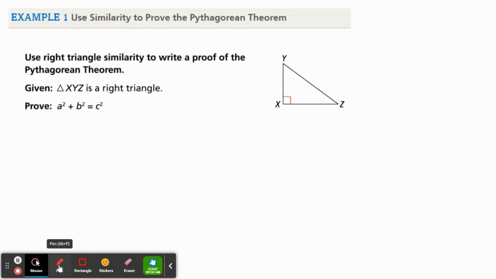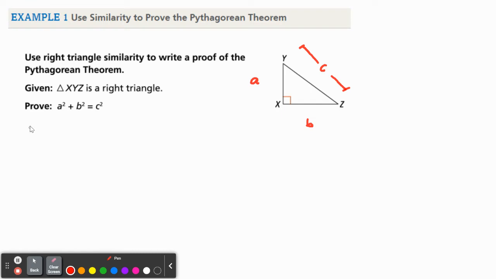All right, so we're going to do a little clever proof here involving similarity to prove the Pythagorean theorem. So it says, given that this is a triangle, we want to prove that a squared plus b squared equals c squared. So in this picture, we're going to let this leg be a, let this be b, and then this hypotenuse is going to be c. And I'm going to do it like this because you're going to see in a second what's going to happen. Okay, that's c.